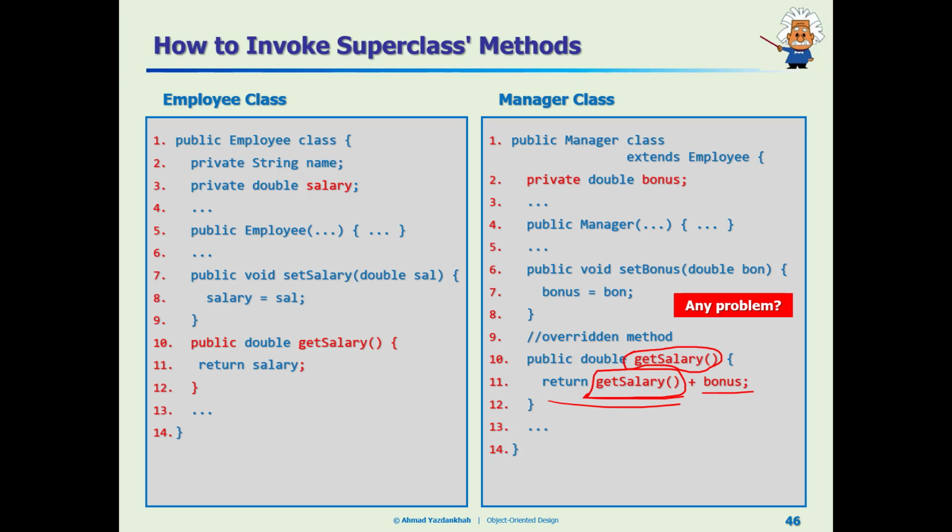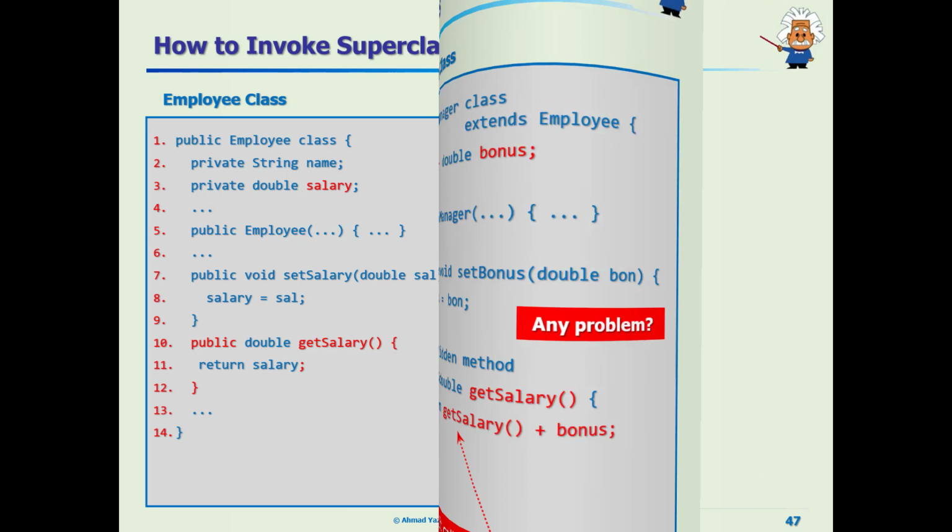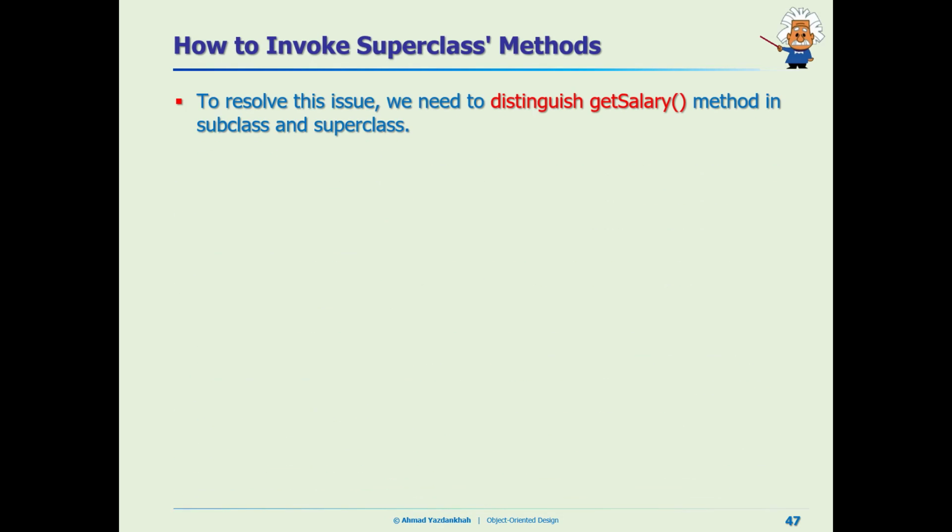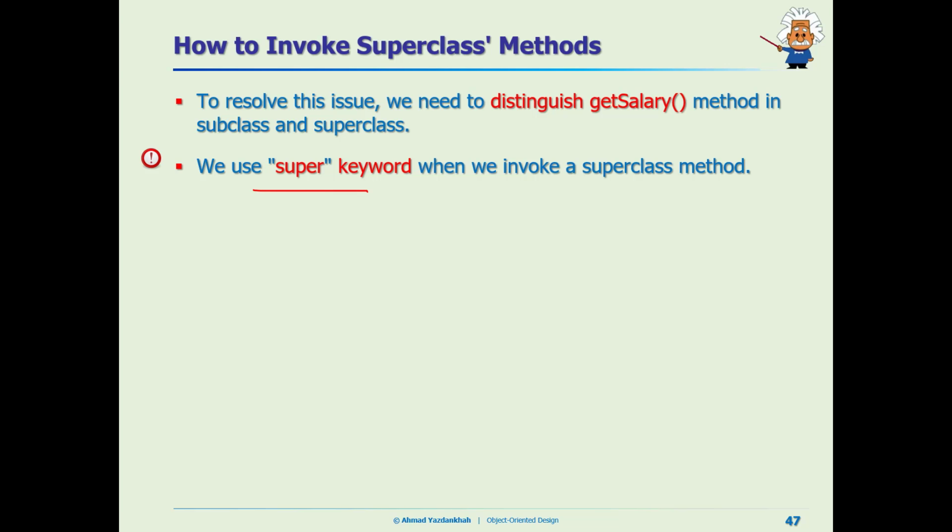Yeah. So first Java will invoke this get salary. So it will be a recursive call. So how can we fix that? Yeah, probably you are guessing that the super keyword is the solution. Yeah, exactly. So we need to distinguish between this get salary, between these two, superclass and subclass, and we will be using the super keyword.